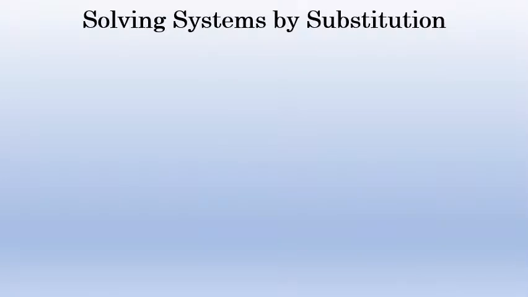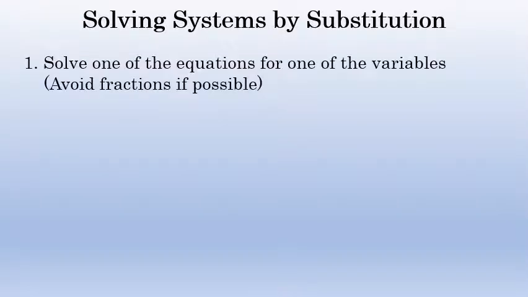Next, we'll discuss solving systems of equations by the substitution method. Like the elimination method, there are 4 steps in the substitution method. The first step is to solve one of the equations for one of the variables. And to make it easier on yourself, if it's possible to avoid fractions in this step, you should do it. We'll discuss this a bit more when we do an example.